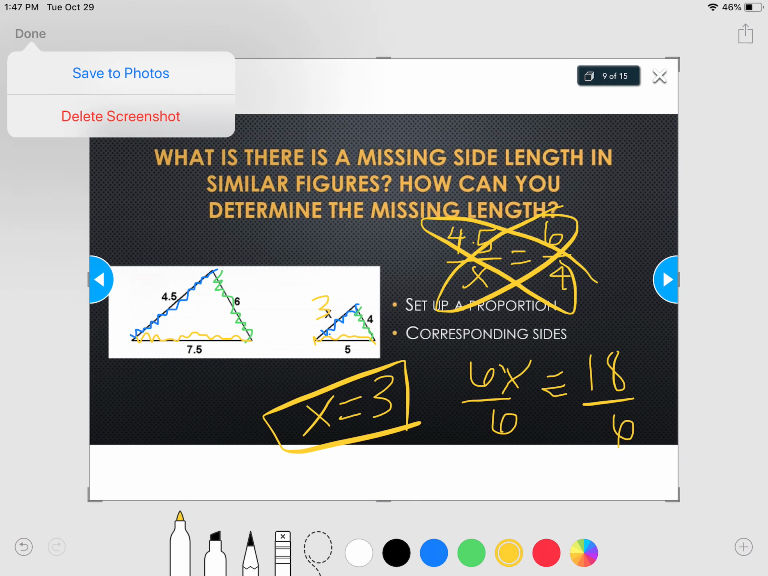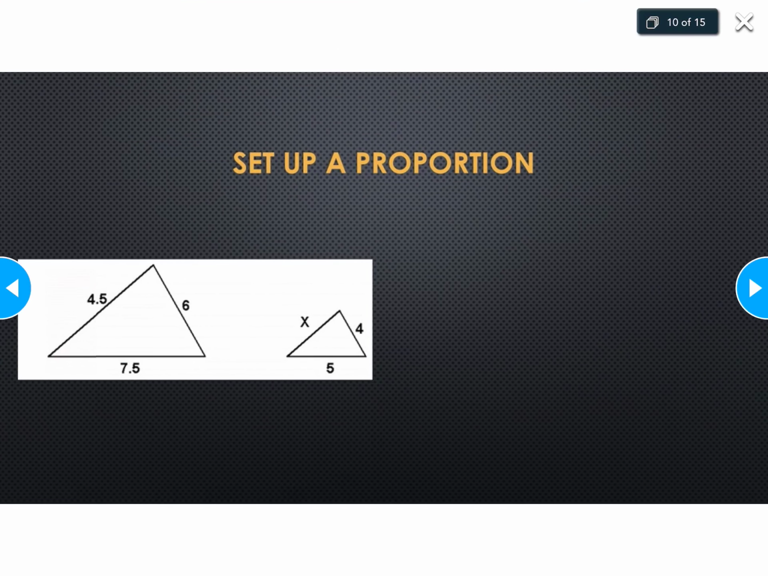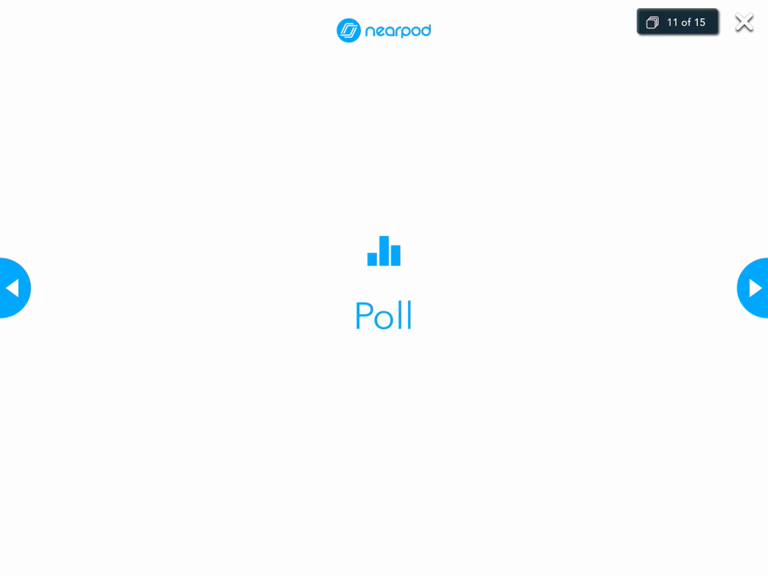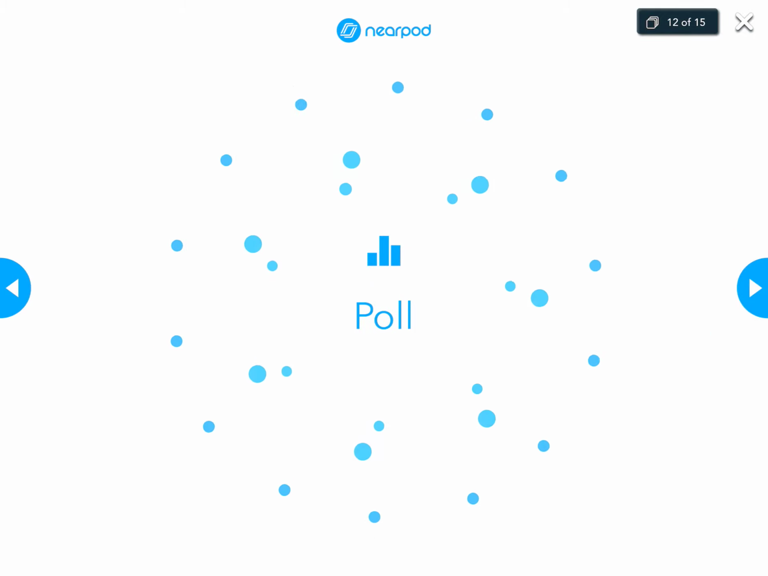Okay, so here is the same problem. So this is for the rest of the period, or for the rest of your time for homework. I need you to find the missing sides for each of the poles.